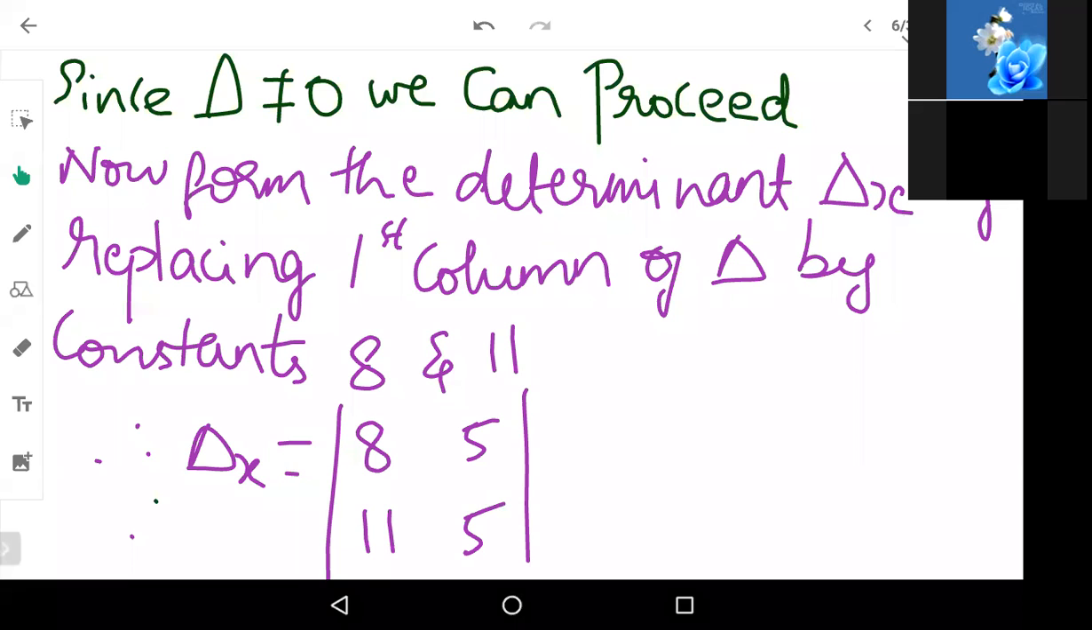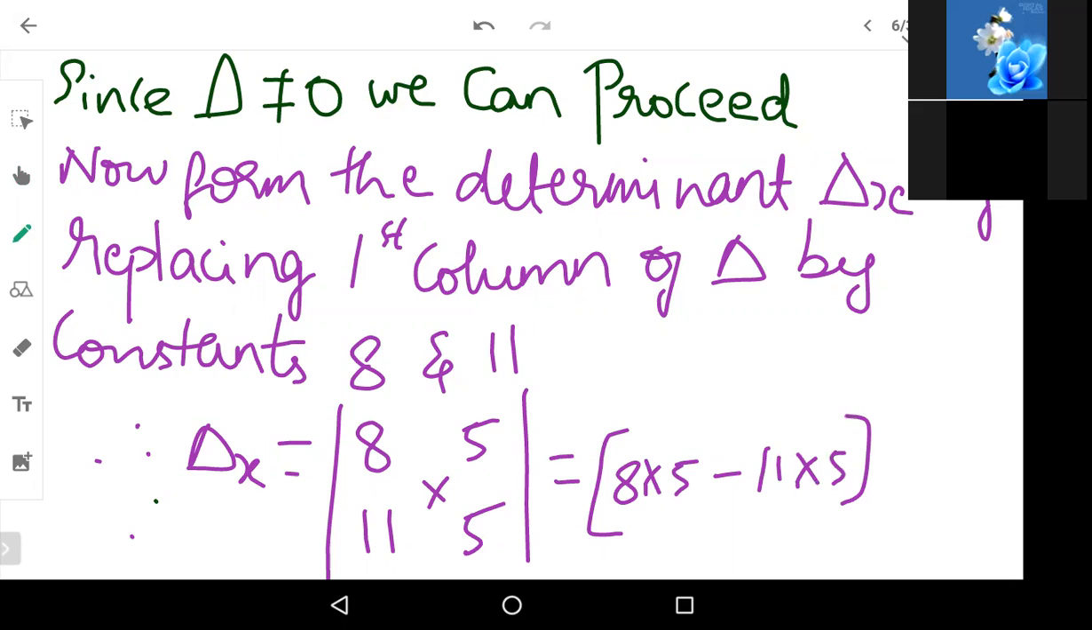Okay, now let us solve this. So cross multiply 8 into 5 minus 11 into 5. So 8 5s are 40 minus 55. So what is the answer? Again it is minus 15. Okay, let us write the answer exclusively. Delta x is equal to minus 15. Okay, now next step, similarly we have to find out delta y.